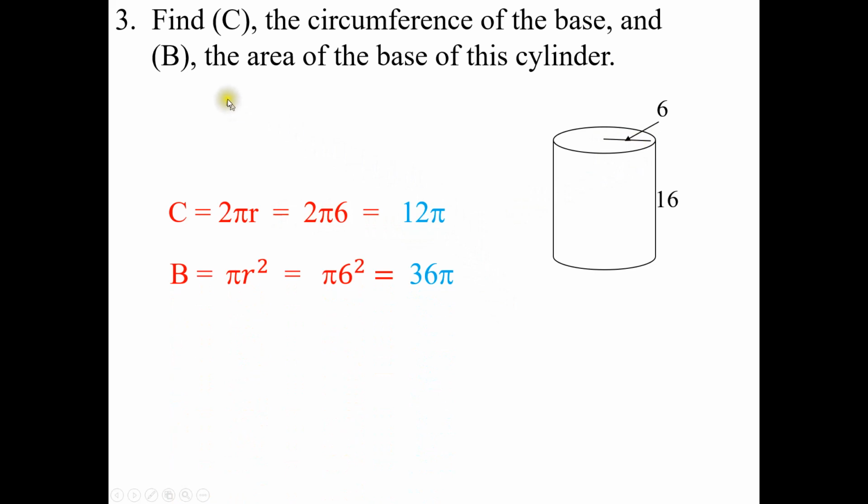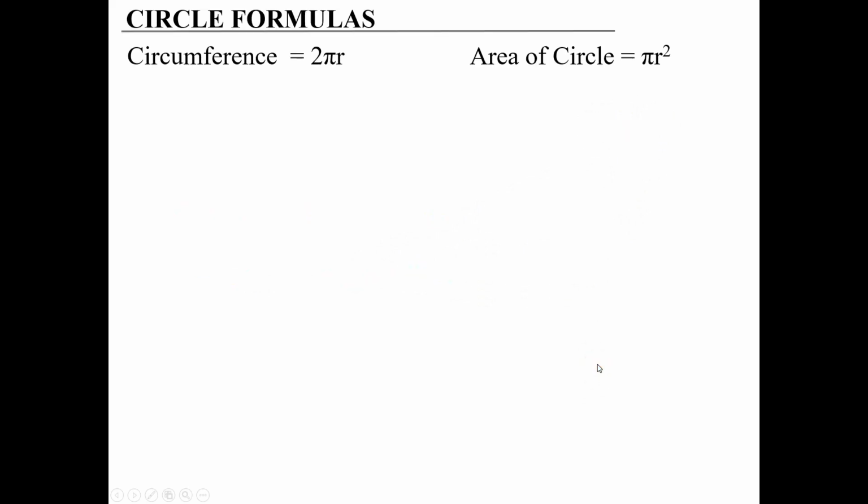Okay, big B, area of the base. Okay, the base in a cylinder is a circle. Area formula for a circle is pi r squared. So the radius is 6, so we take the 6 and plug it in here. 6 squared is 36 pi. So the area of the base is 36 pi. Okay, circle formulas. All right, there they are, circumference and area.